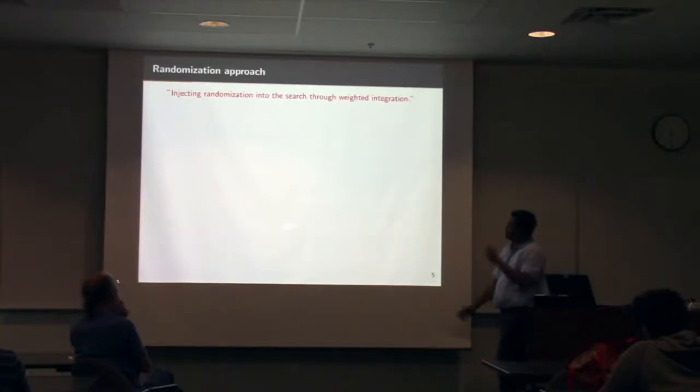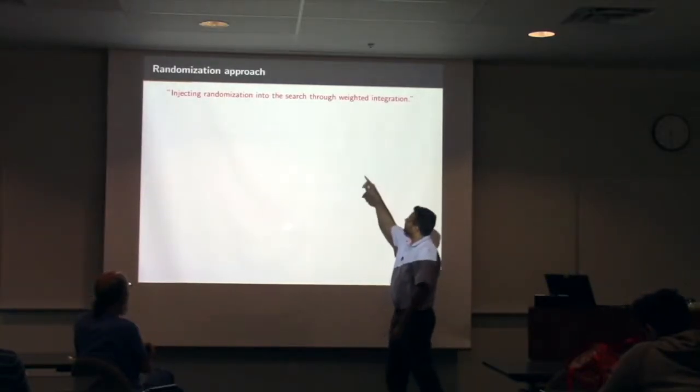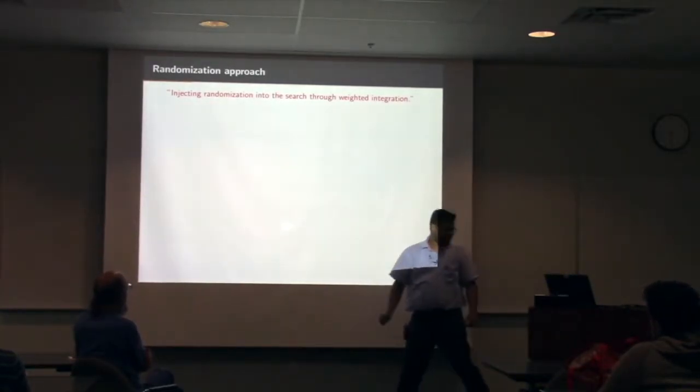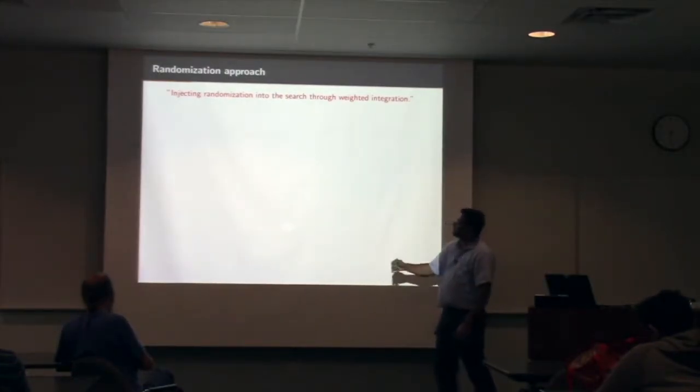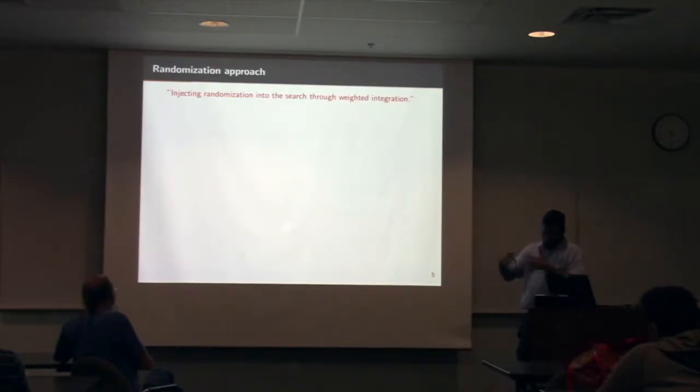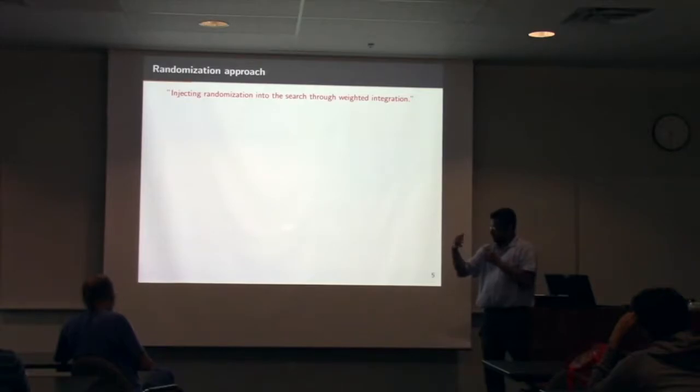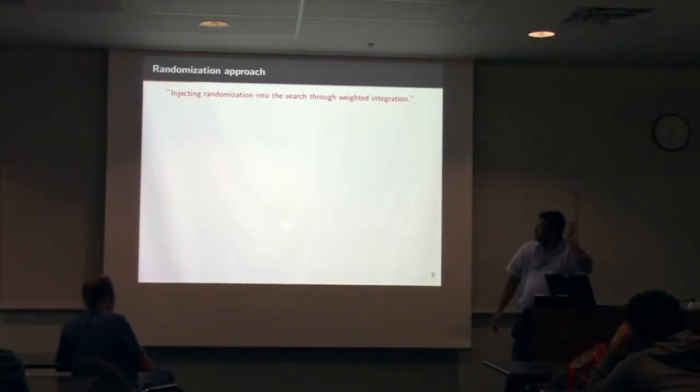So what we do is we inject randomization into the search through weighted integration. So how do we do that? Let's formalize it. We are trying to bring probability into the search system, so you're bringing in randomization. We need to formally define the probability system that we are trying to build.